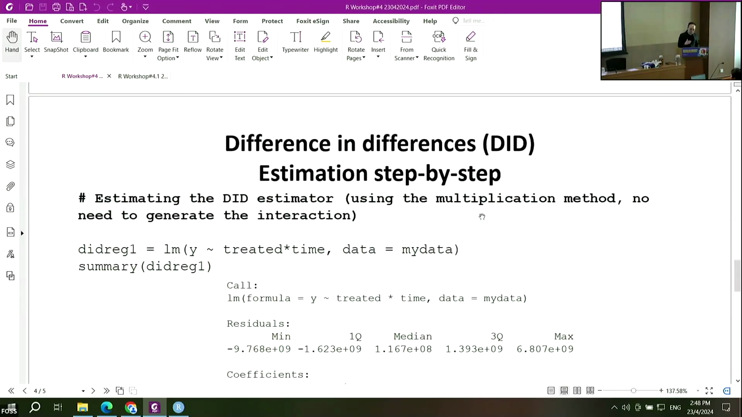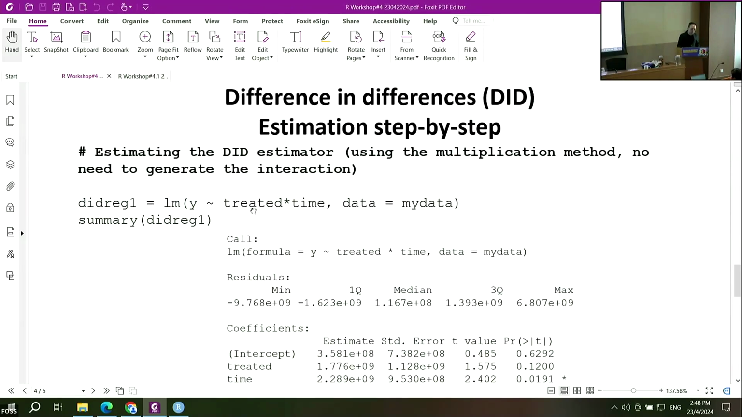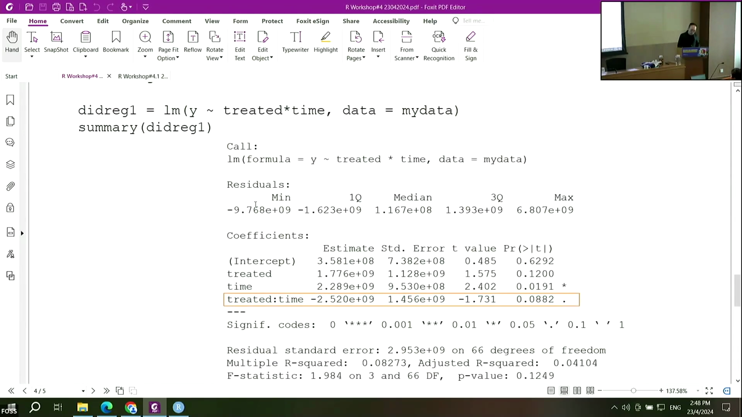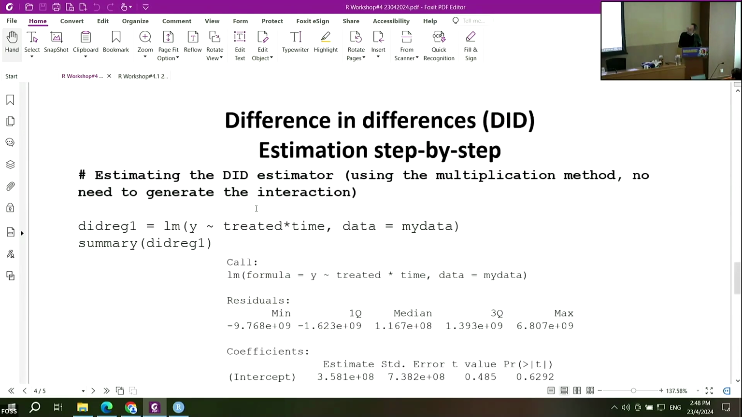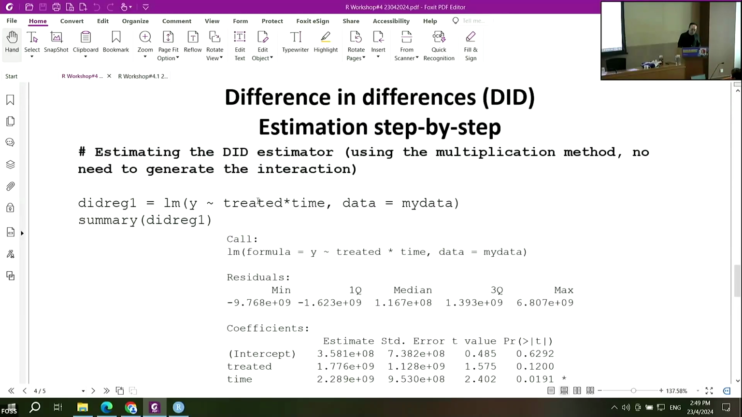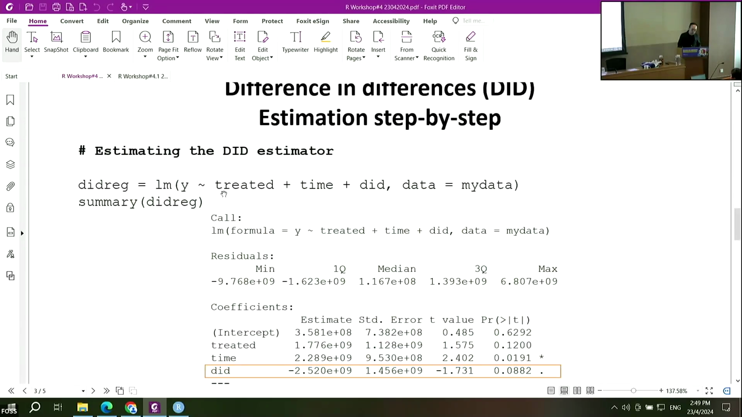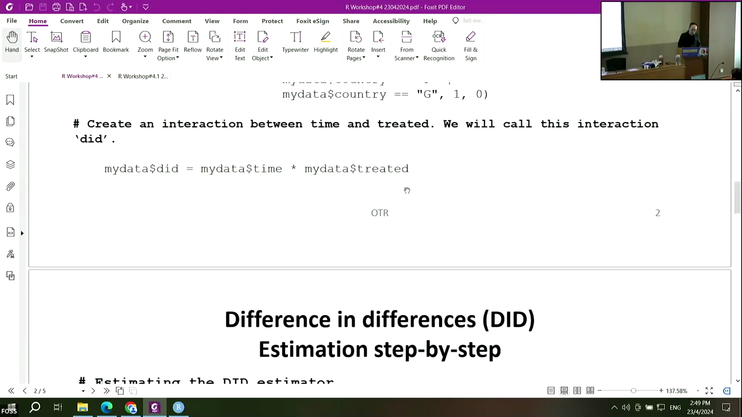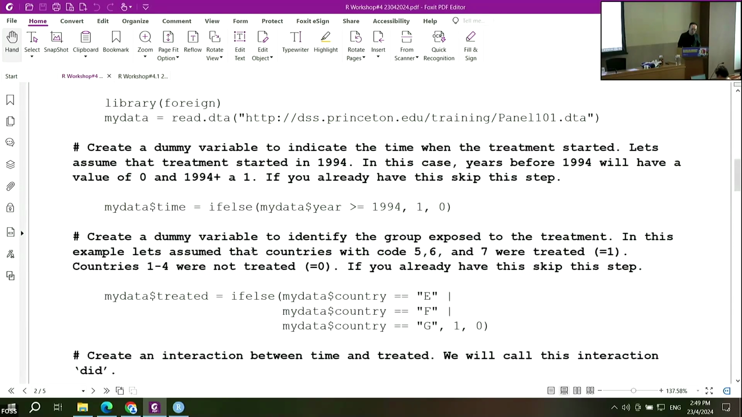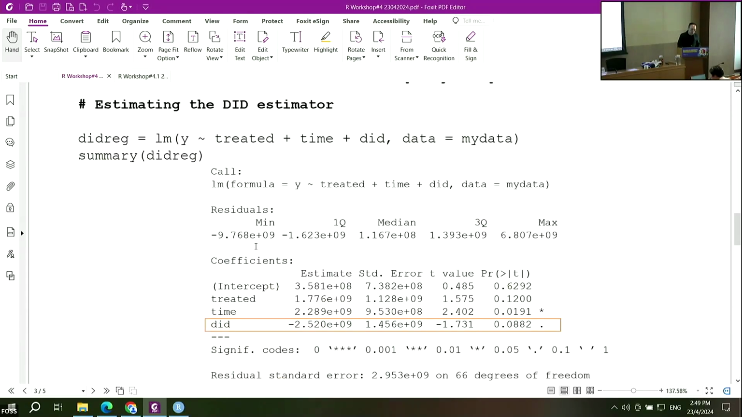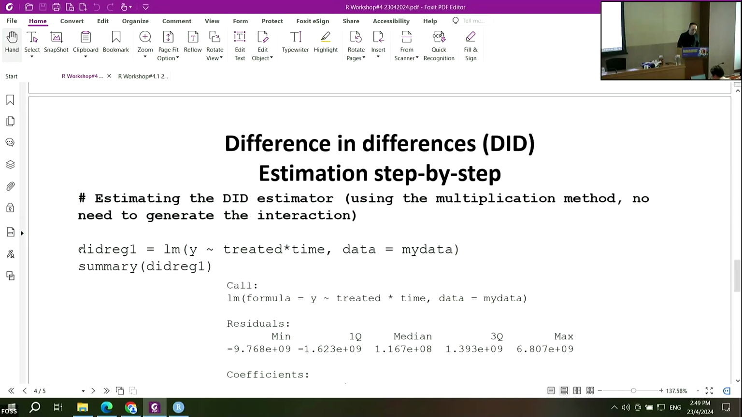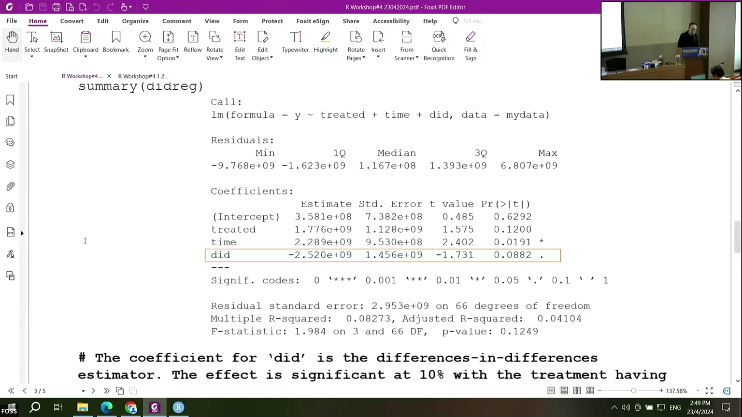Okay. All right. So the very last thing is estimating the DID estimator using the multiplication method. No need to generate the interaction. What do I mean by that? This is similar to what we had before, not necessarily exactly the same. It's just that, instead of generating here, we generated what we call an interaction term first in advance. So we generate the interaction term, which is the DID term. But if we don't do that, we can also come across this by doing it, but it's a different code.